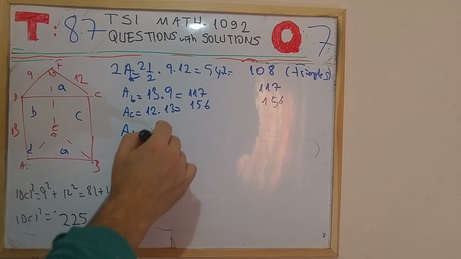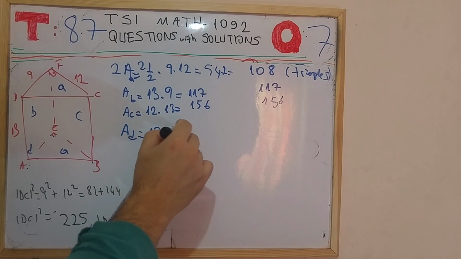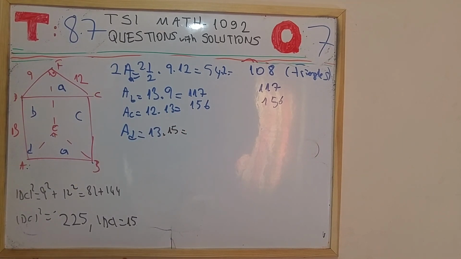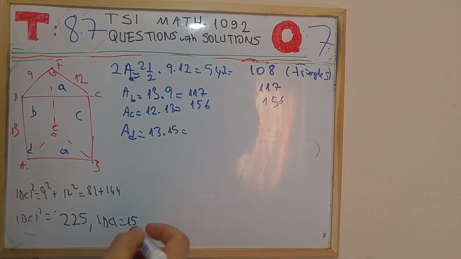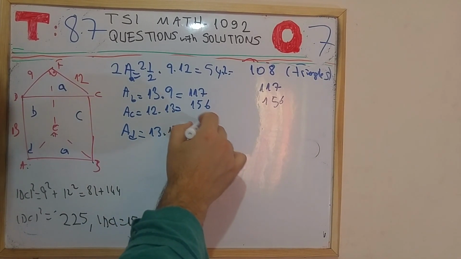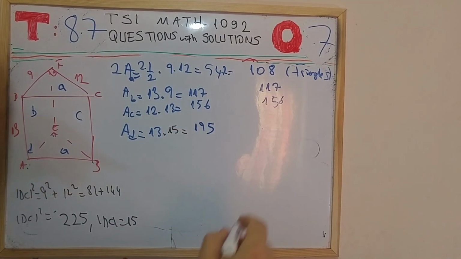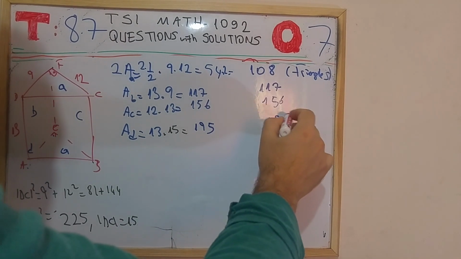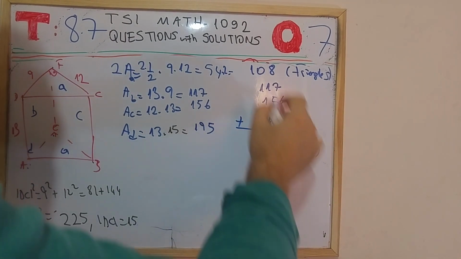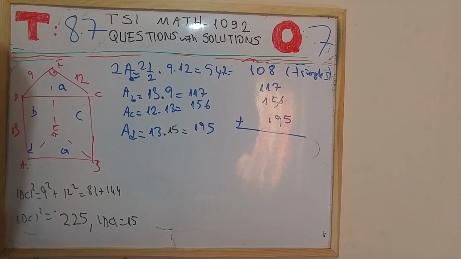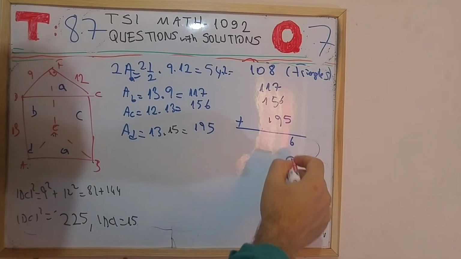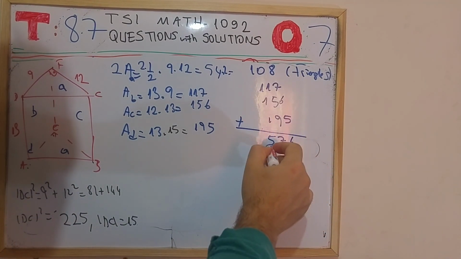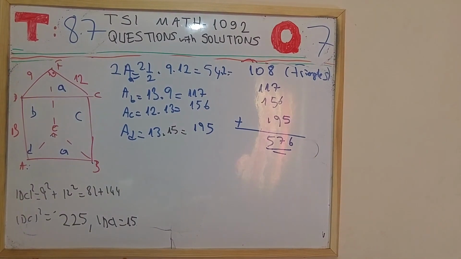So this is actually 13 times 15. And 13 times 15 is equal to 195. When I sum all these areas up, what I have in my hand is 576.